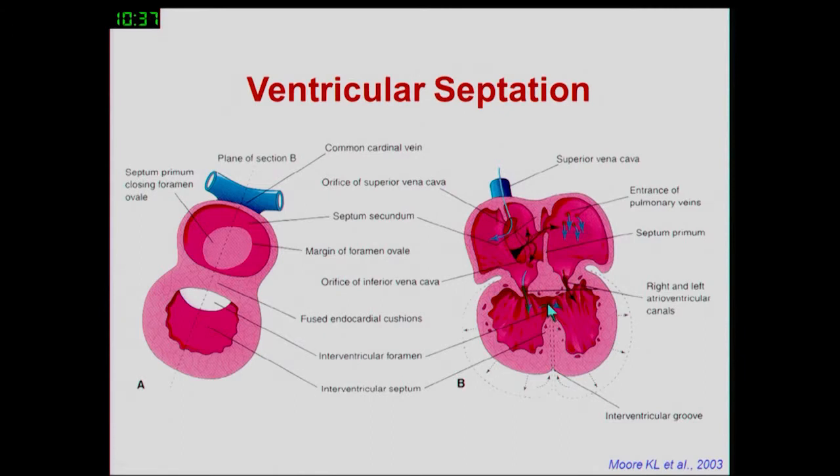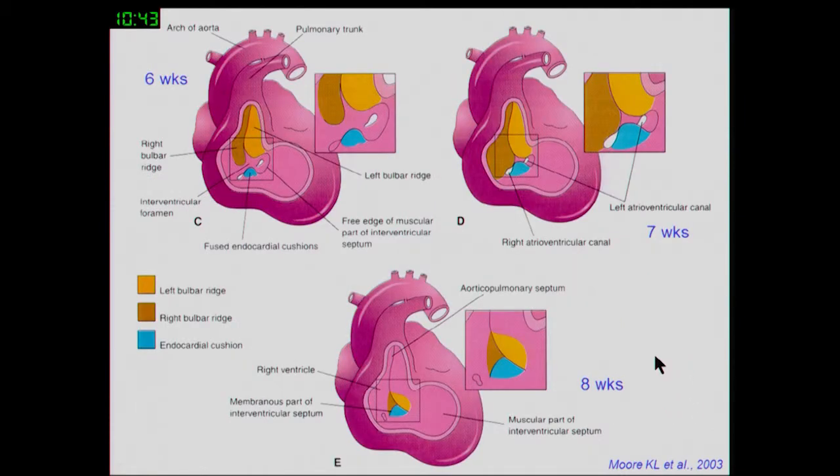There is an interventricular foramen over the muscular septum. The interventricular foramen is finally closed by fusion of the endocardial cushion of the AV canal and the endocardial ridge of the outflow tract. The fusion spot is where the membranous septum is present in the adult heart.